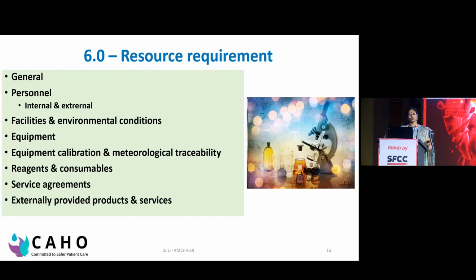The resource requirement looks at every type of resource in terms of personnel, people working within and outside the laboratories. Facilities: the previous document would look at it as accommodation. Here it specifically looks at facilities and environmental conditions. The previous document would look at lab equipment; here it says only equipment.